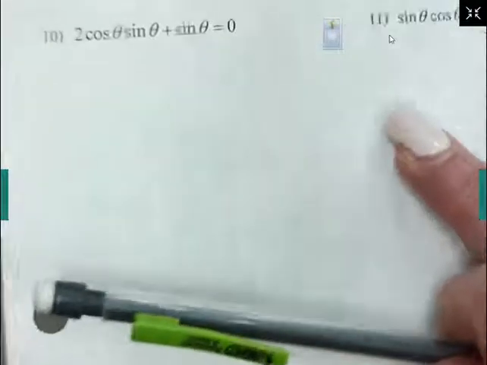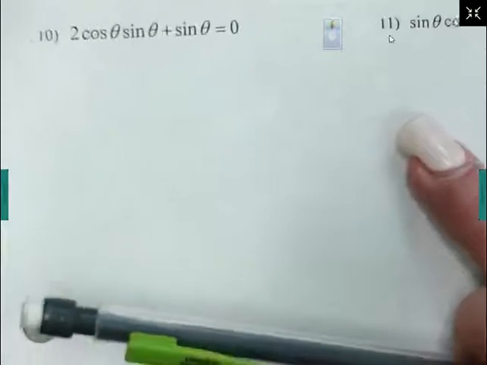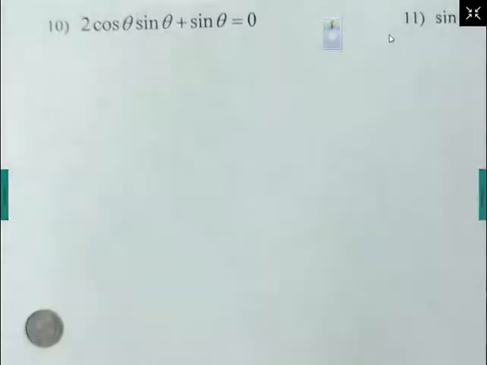All right, I need everybody to take a deep breath in and out. All right, let's look at number 10. I know you think I make up these things to torture you, but it's like your course of study, so just keep that in mind.